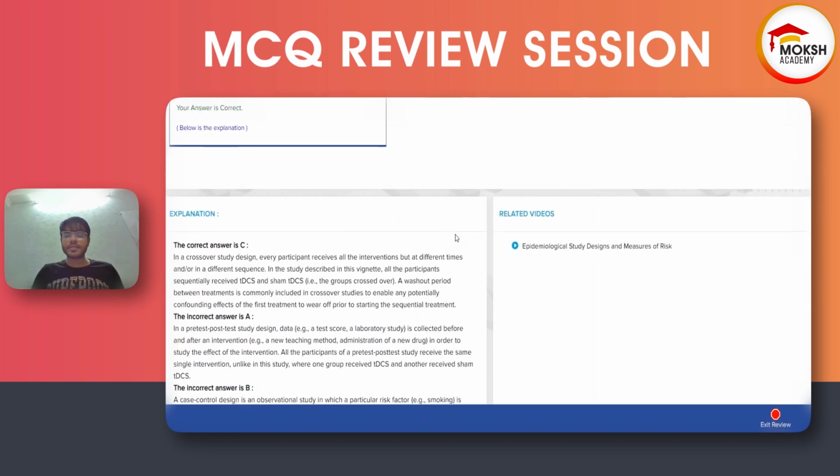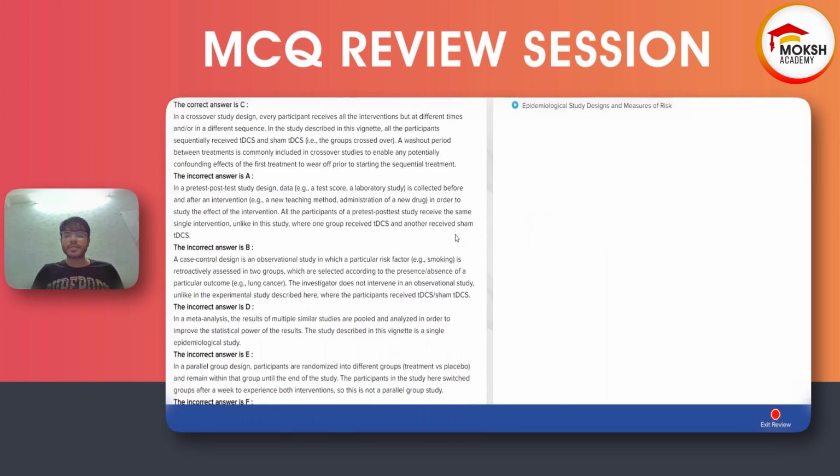other groups simultaneously. So the correct answer is, in a crossover study design, every participant receives all the interventions, but at different times and/or in different sequence. In the study described in this vignette, all the participants sequentially receive TDCS and sham TDCS. A washout period between treatments is commonly included in crossover studies to enable any potentially confounding effects of the first treatment to wear off prior to starting the sequential treatment.